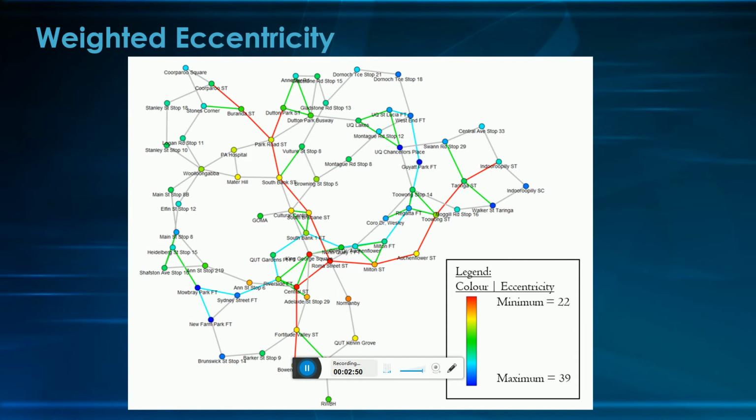The vertices in this graph were colored according to their eccentricity. So we can see the red vertices in the middle, King George Square, Roma Street Station and Central Station, they form the center of this graph, and that makes sense because they are located in the CBD, which is physically in the middle of Brisbane, and also since it is the central business district, most of the transport passes through there, and so lots of transportation routes are open.